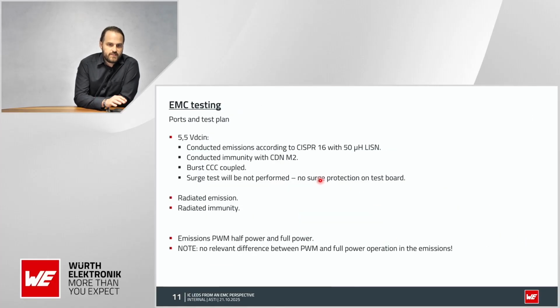For EMC testing, we will have the following ports and test plan. We will have a 5.5 volt DC input. On this DC input, we can do conducted immunity testing with a CDN M2. We can do burst testing where we will use the capacitive coupling clamp, and we will do the conducted emission testing according to CISPR 16 with a 50 microhenry LISN.